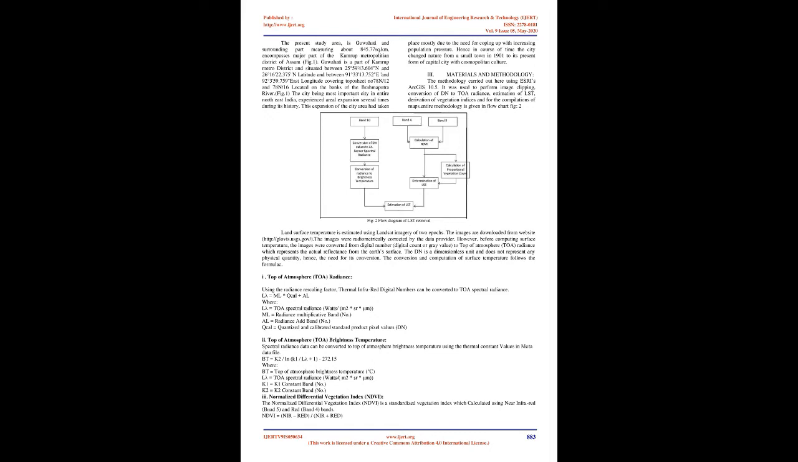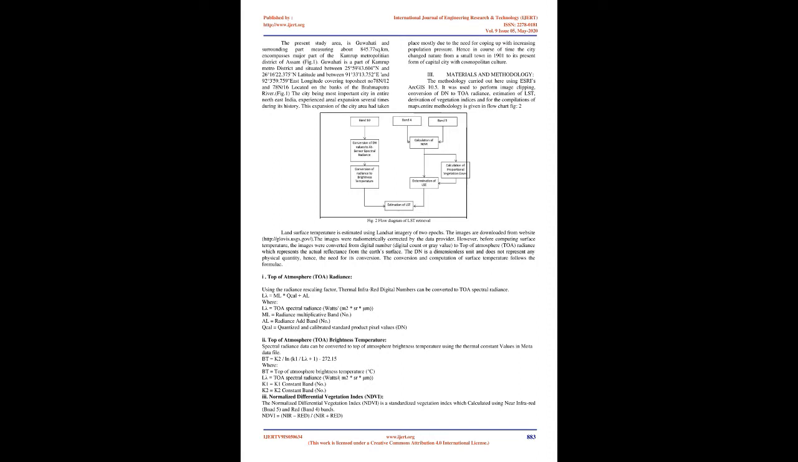25°59'43.604" N and 26°16'22.375" N latitude and between 91°33'13.752" E and 92°3'59.759" East longitude covering topo sheet No 78N/12 and 78N/16 located on the banks of the Brahmaputra River, Fig. 1.